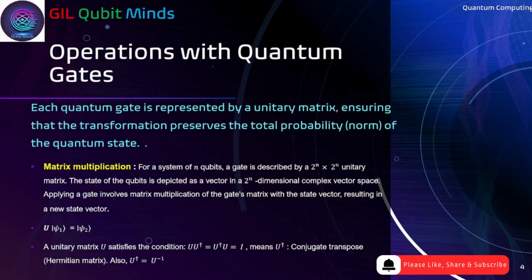Basically in quantum computing, each quantum gate is represented by a unitary matrix. It is a very important term. It is represented as a unitary matrix, ensuring that the transformation preserves the total probability norm of the quantum state. This is also very important. When we multiply a unitary matrix with an input quantum bit, it should preserve the probability, meaning alpha squared plus beta squared should always be equal to 1. After the multiplication it will also follow this probability.